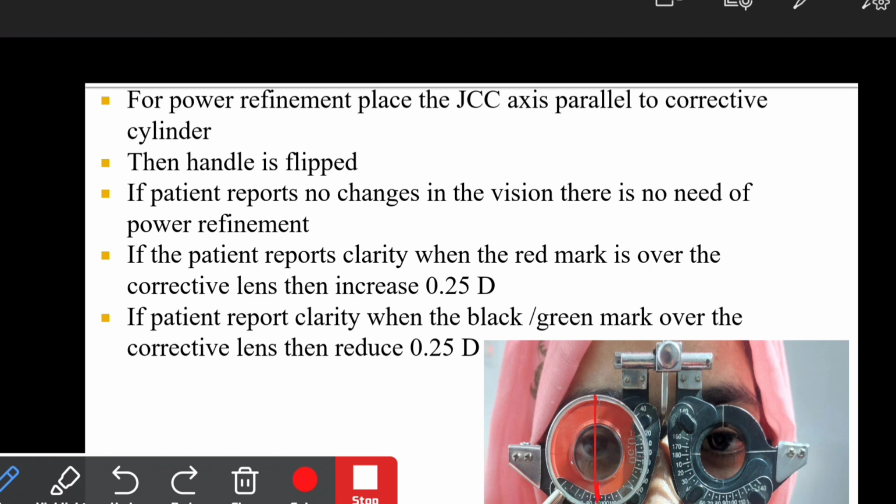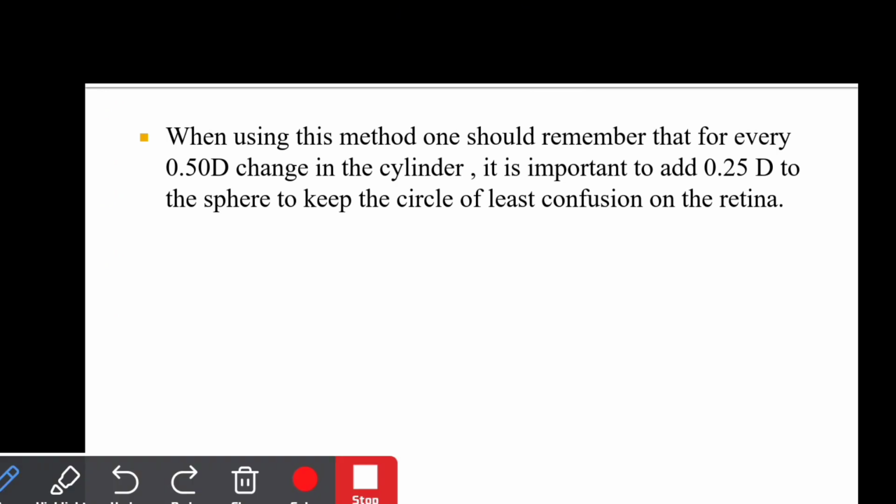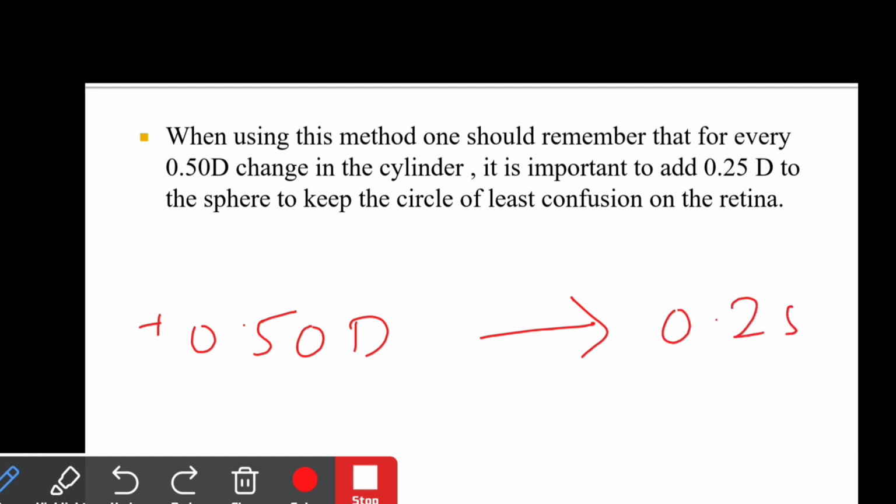If the patient reports clarity when the red mark is over the corrective lens, then one should increase the cylinder by 0.25 diopter. And if the patient reports clarity when the black or green mark is over the corrective lens, then one should reduce the cylinder by 0.25 diopter. The process is repeated until the patient reports no difference in the clarity of the chart or when there is a reversal. When using this method, one should remember that for every 0.50 diopter change in the cylinder, it is important to add 0.25 to the sphere to keep the circle of least confusion on the retina.